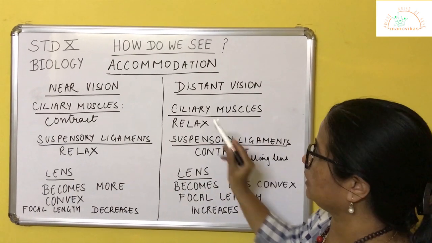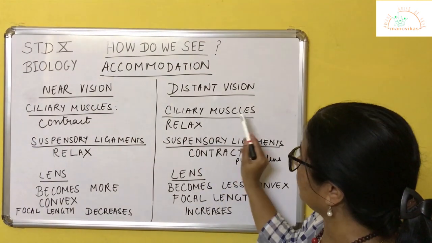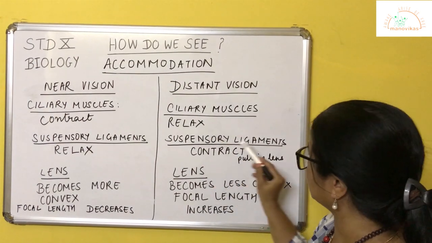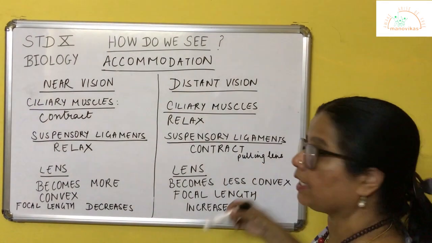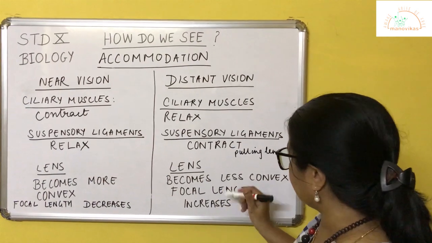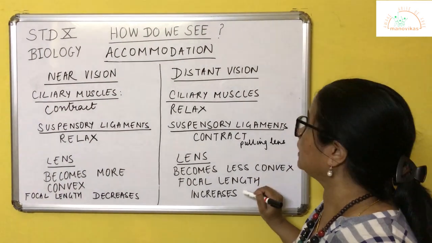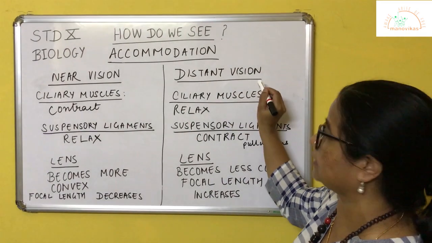Now let's come to distant vision. When we compare it again here, ciliary muscles, what is happening here? Relaxed. The ciliary muscles are relaxed. The suspensory ligaments contract, they pull the lens and they make the lens thin, thereby reducing its convexity, and the focal length increases, thereby ensuring clear distant vision.